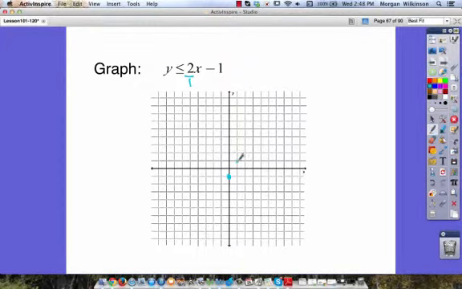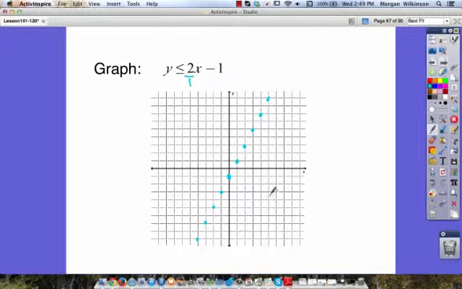Up 2 over 1, up 2 over 1, and we could keep doing that. We could go down 2, backwards 1, and we could keep doing that until we fill up our coordinate plane with as many points as possible so we can get a nice straight line.